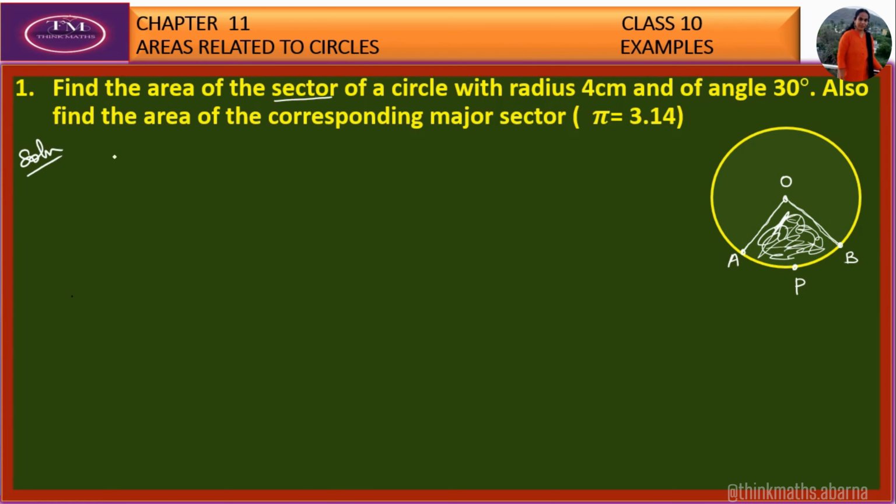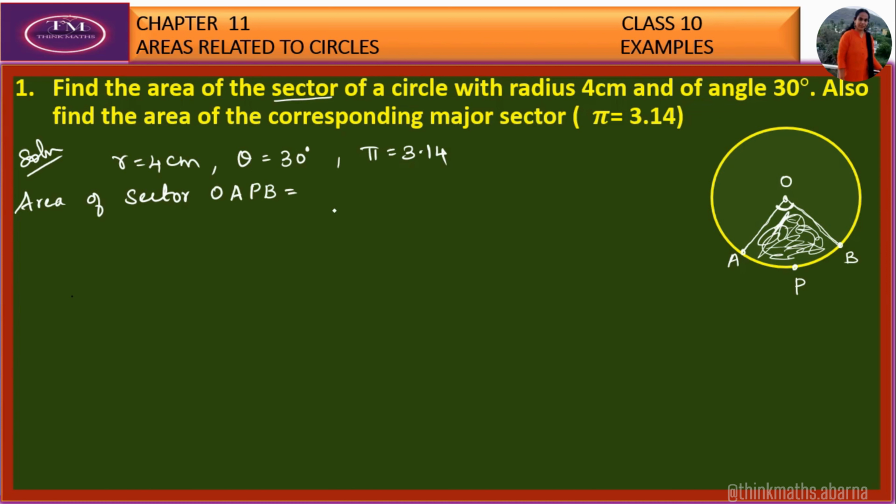So what is given? Radius r is equal to 4 centimeter. Theta is 30 degree. So this angle makes 30 degree. We have to use pi is equal to 3.14. So these are the data given in the question. We have to find out the area of the sector. Sector means minor sector. So area of sector OAPB.